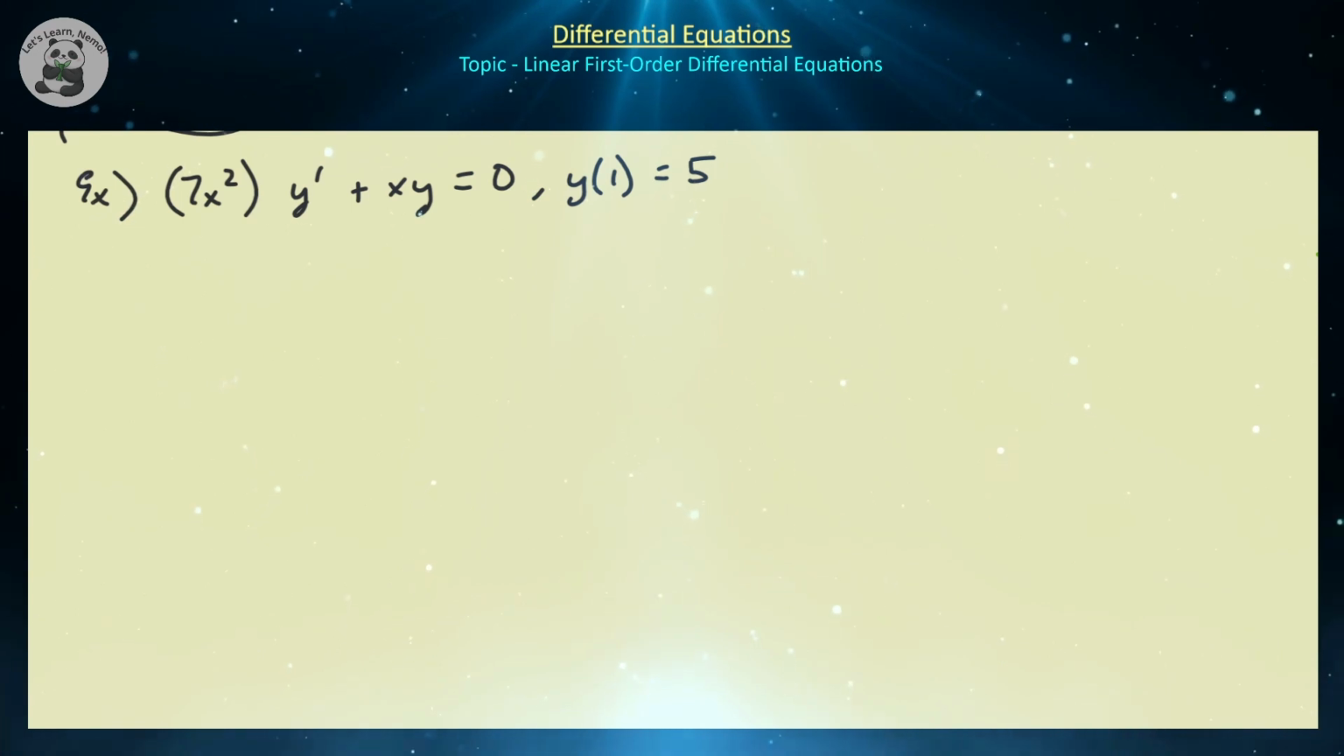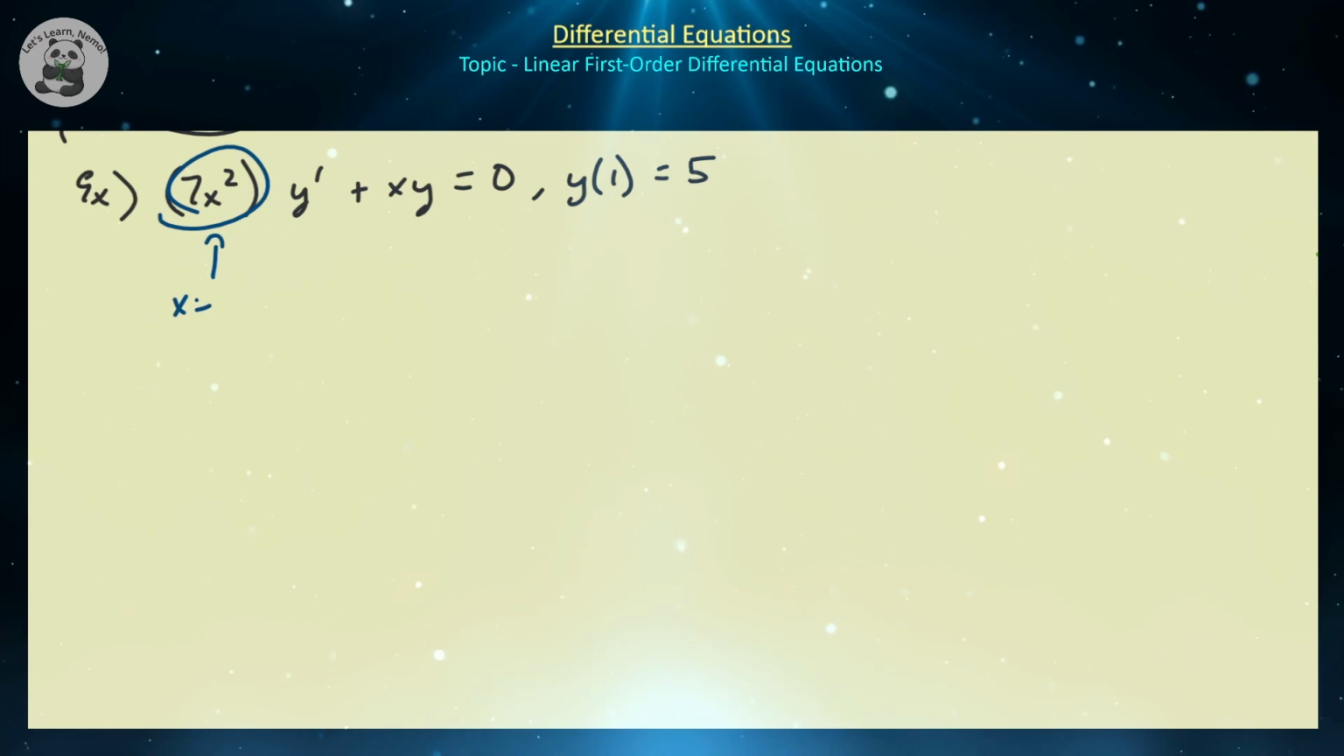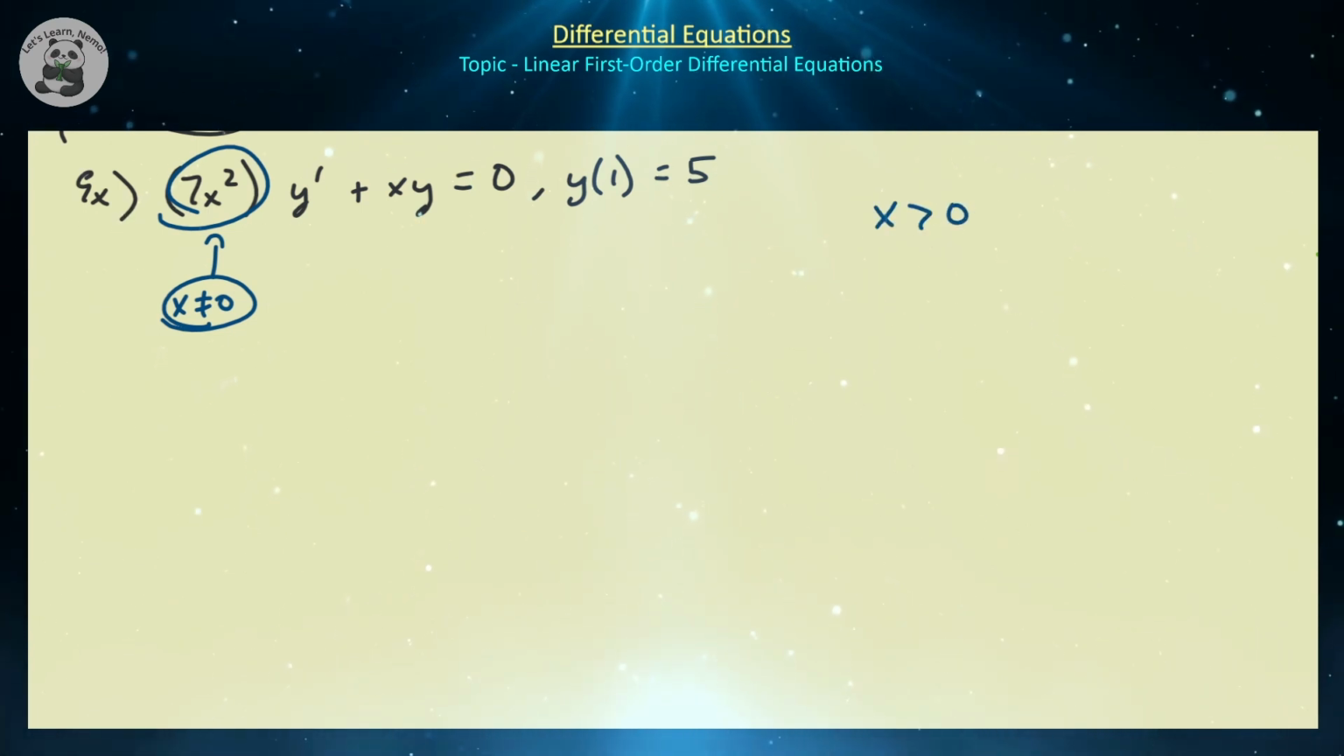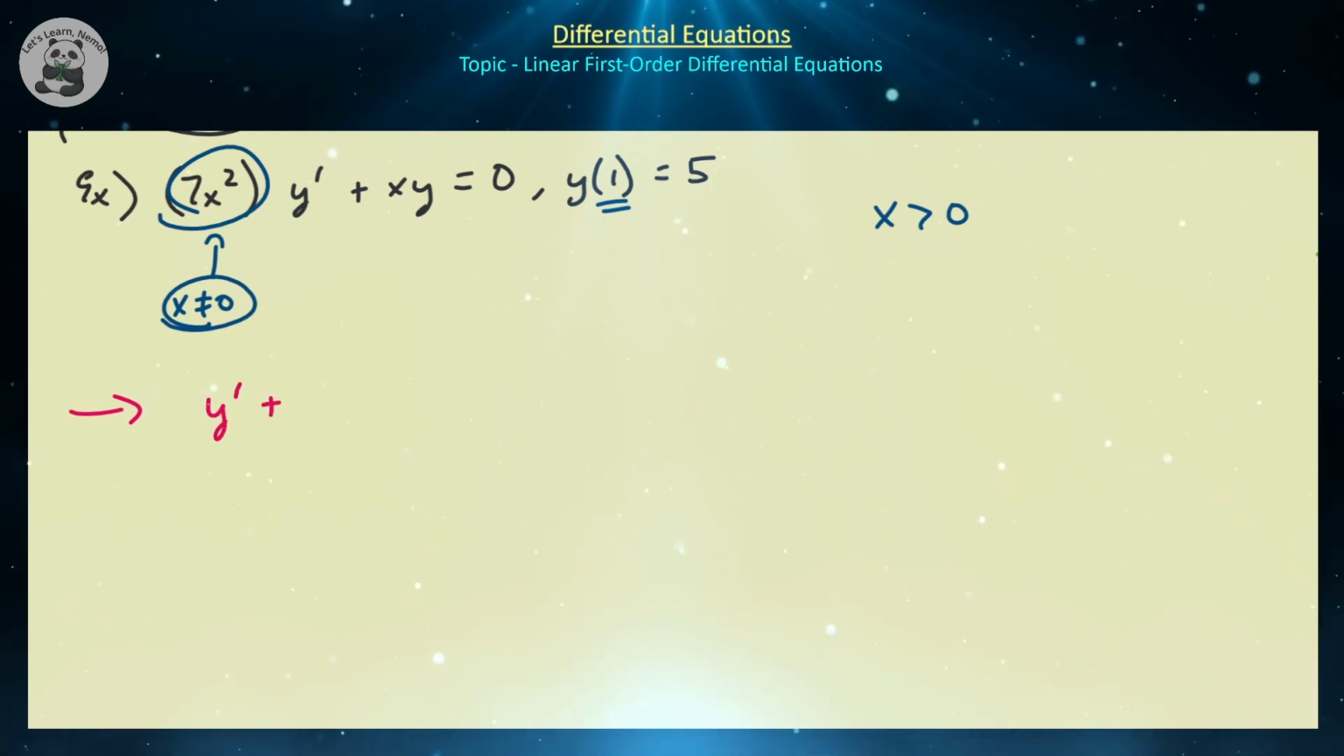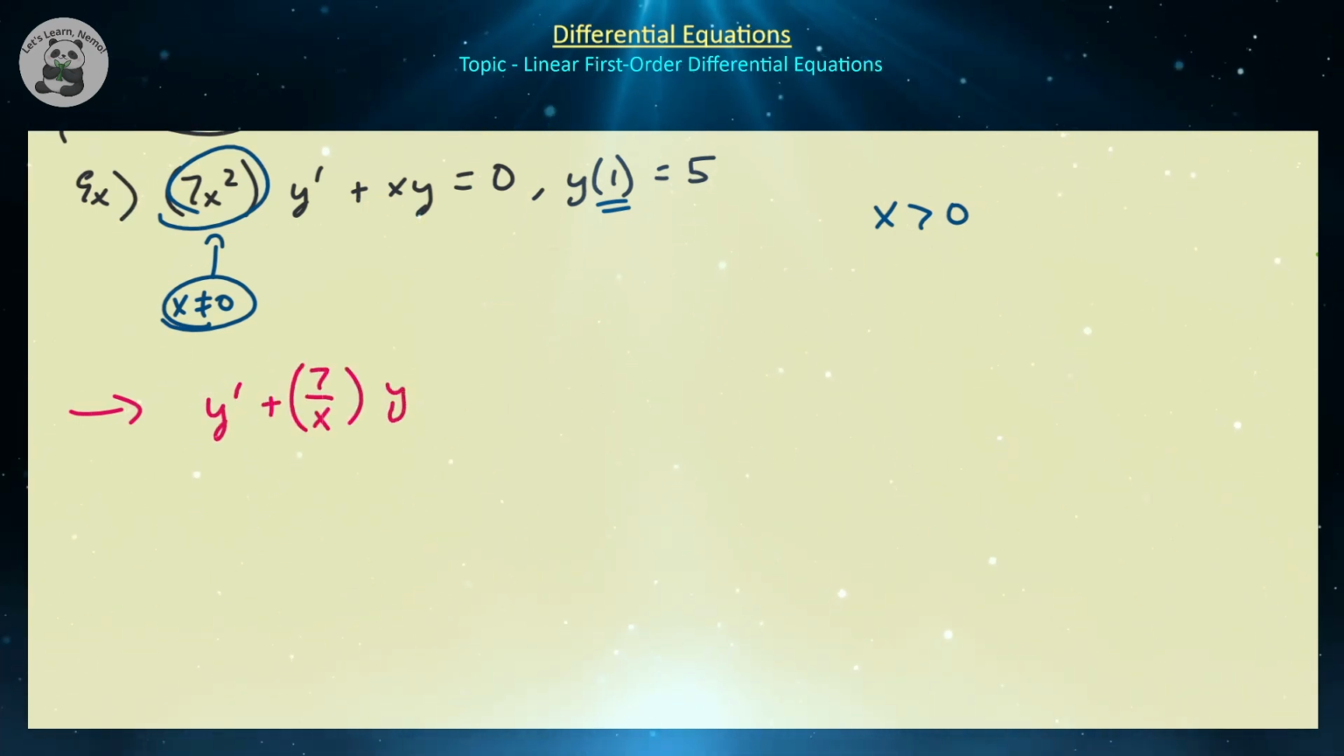The first requirement for this ODE is that the coefficient before y prime is not equal to 0, which means that x cannot be equal to 0. So we have a singularity on this domain, so we should restrict x to be a positive number because our initial condition is at x greater than 0. That removes any singularities this differential equation may have, so we can divide both sides by 7x squared and not have any issues. So we have y prime plus 7 over x times y is equal to 0.